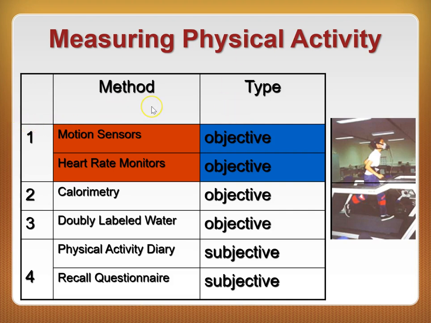When it comes to the different methods of assessing physical activity, we can classify them into several categories as follows: motion sensors, heart rate monitors, calorimetry, doubly labeled water, physical activity diary, and recall questionnaire. The first four categories are objective instruments, while the latter two are subjective instruments.